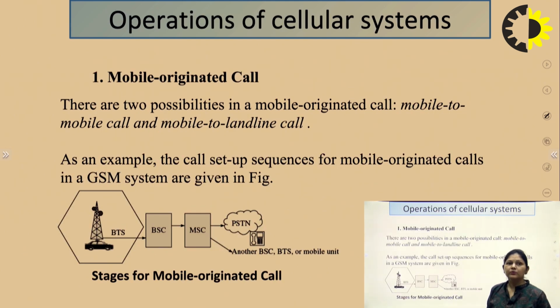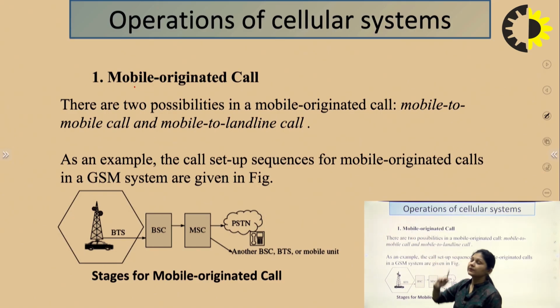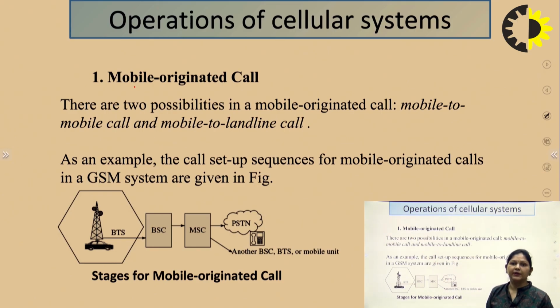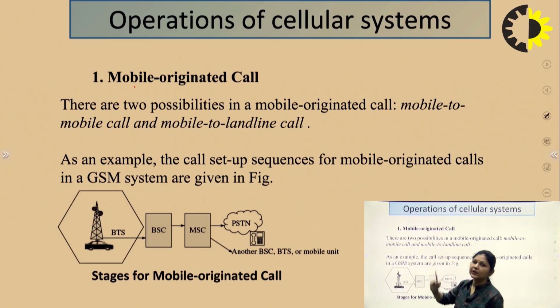Now next we will discuss the operations of cellular system. First is how the call is originating. The call can be originated in the case of cellular system as a mobile originated call.